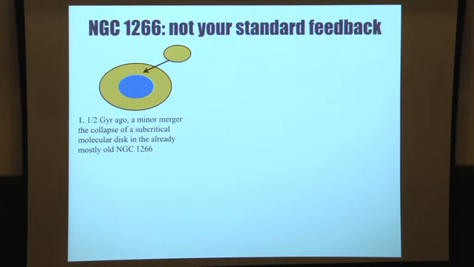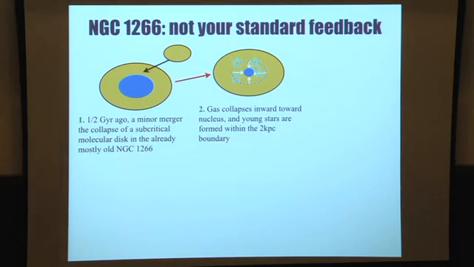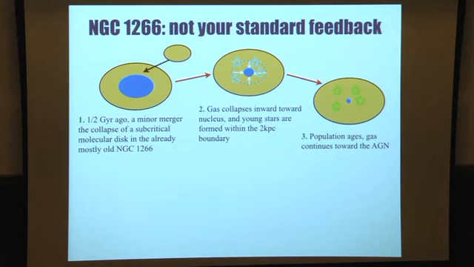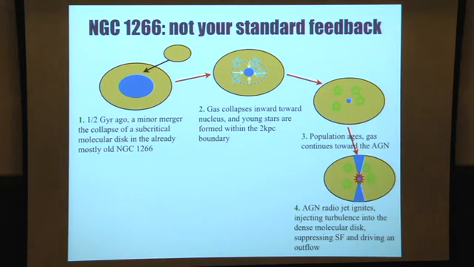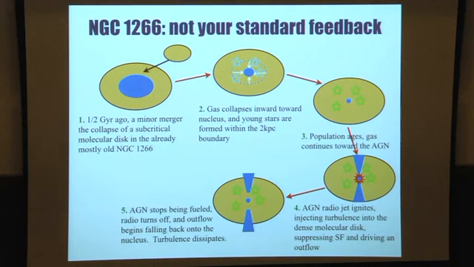So half a gigayear ago, we think a minor merger collapsed a subcritical molecular disk in NGC 1266. That's why you see stars out at 2 kiloparsecs and the gas all in the center. That drove the gas into the middle. And again, it formed young stars. Those stars began to age. The gas was continuing to collapse towards the AGN, which ignited the AGN, turned on the radio jets, which are currently driving the molecular outflow, suppressing star formation and injecting turbulence. So we think we're right here.